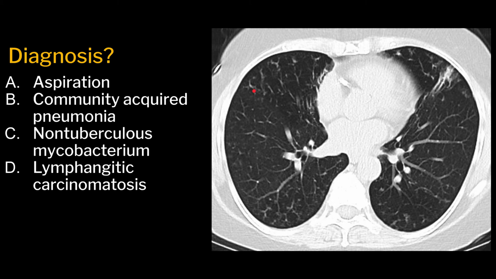So we have the most disease in the right middle lobe and in the lingula. And this is a classic pattern of disease in non-tuberculous mycobacterial infection. Notice there's also some disease in the lower lobes.